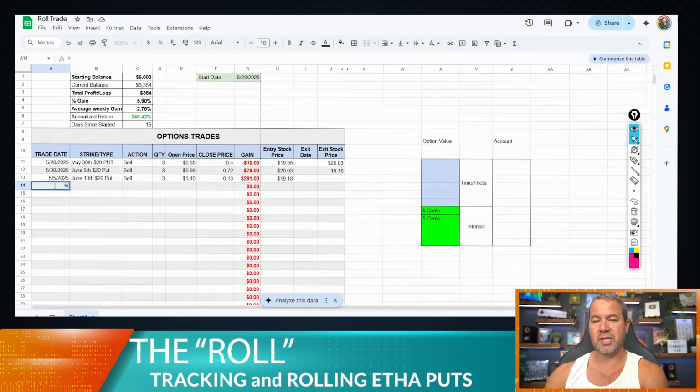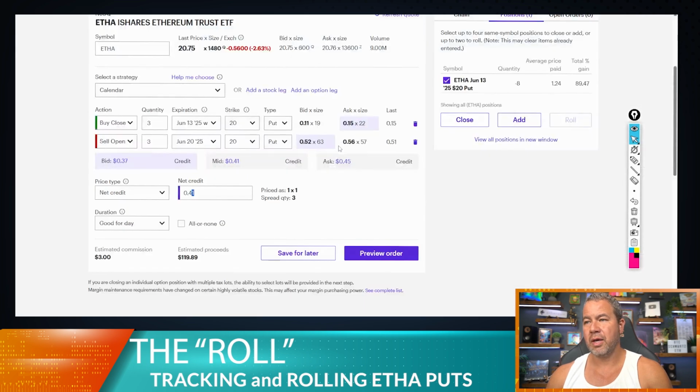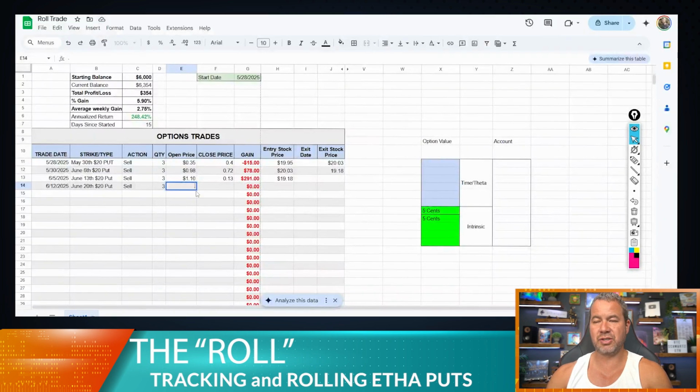And then what I would do is I'd actually open up a new one. Trade date is today. I would open up the June 20th $20 put. And that's actually a sell to open 3 of those. And my open price, if I come over here, is probably what it would be in between these, 54 cents. Now I can go adjust that when it actually fills and I actually see what price I got. So it'd be 54 cents. And then that would be open for next week.